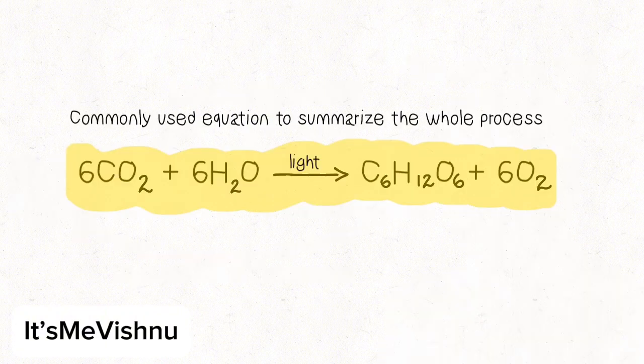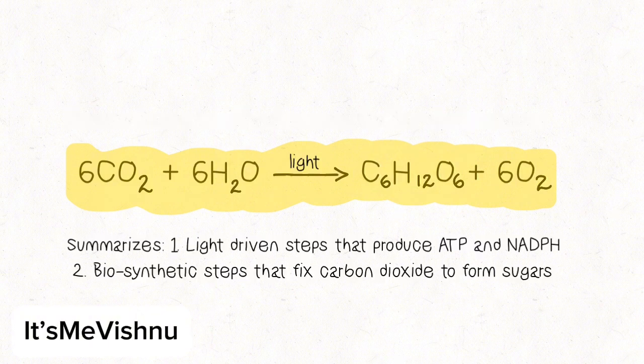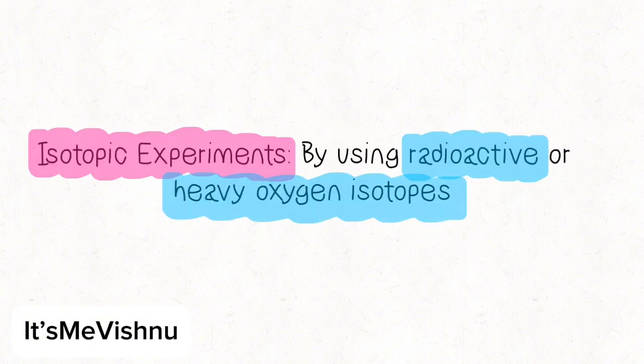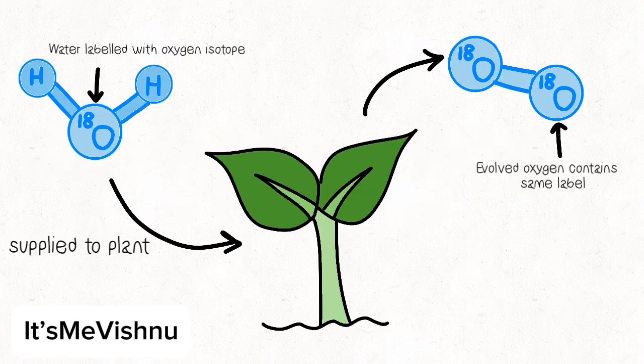The commonly used balanced equation combining the multi-step process is 6CO2 + 6H2O in the presence of light gives C6H12O6 + 6O2. This is a summary of many reactions: the light-driven steps that produce ATP and NADPH, and the biosynthetic steps that fix CO2 to form sugars. The idea that oxygen comes from water was later confirmed using isotopic experiments, referring to radioactive or heavy oxygen isotopes. When water labeled with an oxygen isotope was supplied, the evolved oxygen contained that label, proving water is the source of the oxygen released.